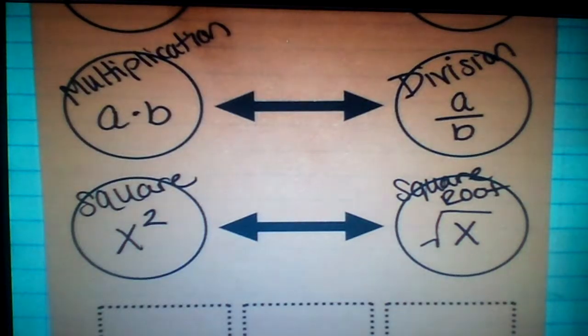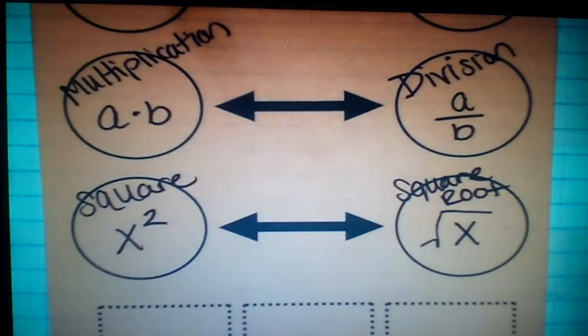So, in other words, if I take 3 squared, that gives me what? 9. 3 squared is 3 times 3. That gives me 9. Well, to go in reverse and get back to 3, I would take the square root of 9. And that gives me 3. So when you square something, to undo that square, you would take the square root.